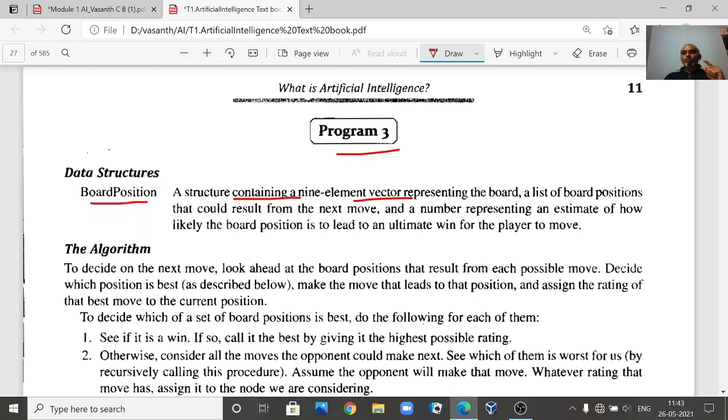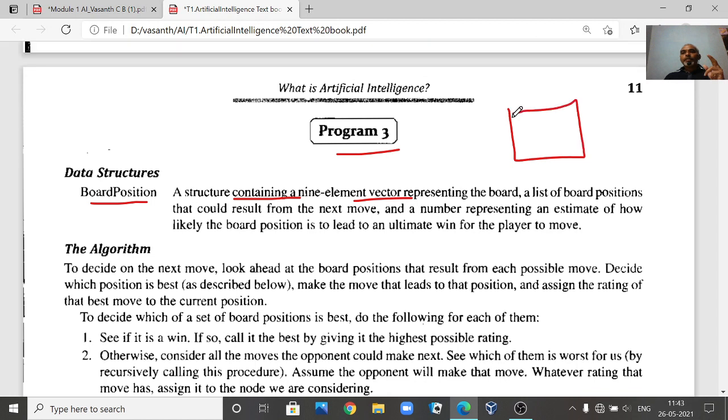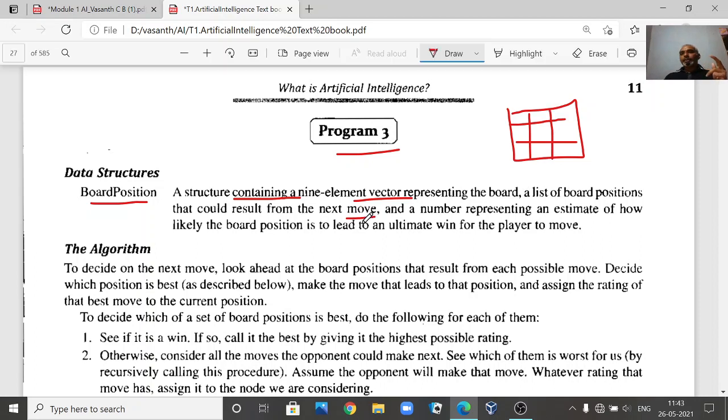Just like in our previous algorithm, here also we are going to consider a 9 element vector, that is a 3 cross 3, because it is tic-tac-toe. We are taking the example of tic-tac-toe, and a list of board positions that could result from the next move. So once you make a move, we are going to have a list of all the board positions, and a number representing an estimate of how likely the board position is to lead to an ultimate win for the player to move.